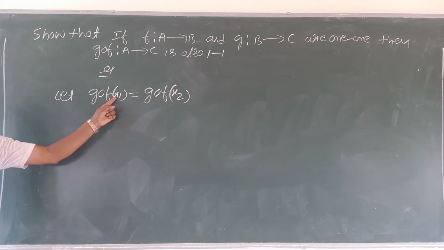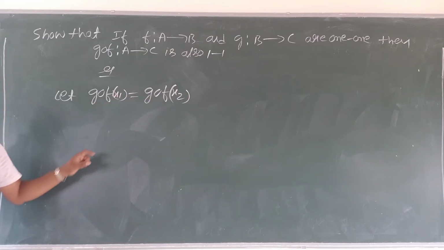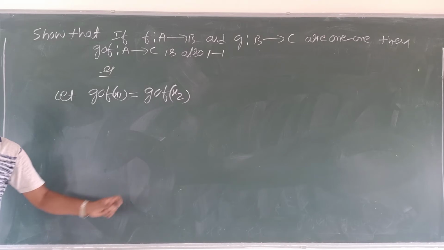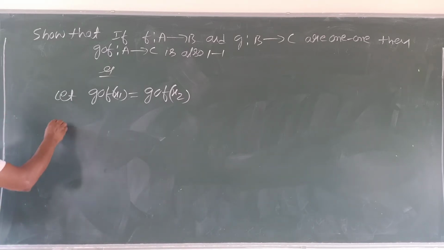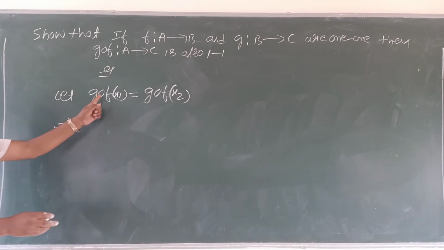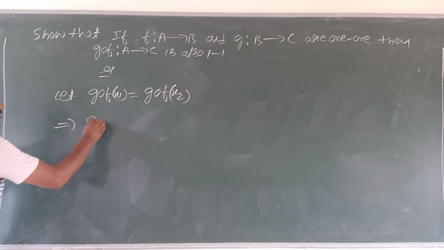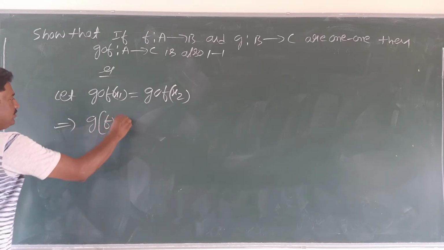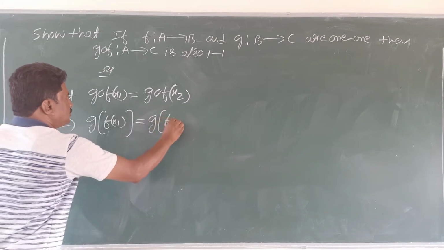Listen to me, students, carefully observe. Taking g∘f(x1) is equal to g∘f(x2), if I prove x1 is equal to x2, then g∘f becomes what? 1-1, right? Let us go for that. Circle means bracket. Circle means into. g circle f means g into f. g(f(x1)) is equal to g(f(x2)).